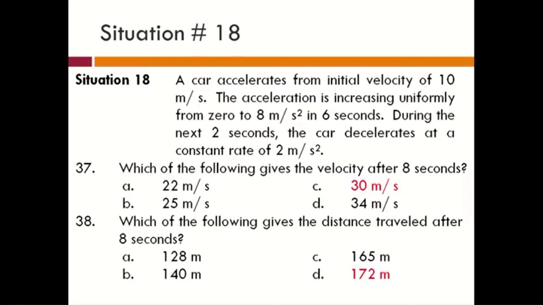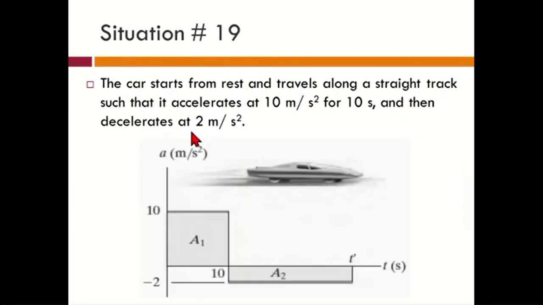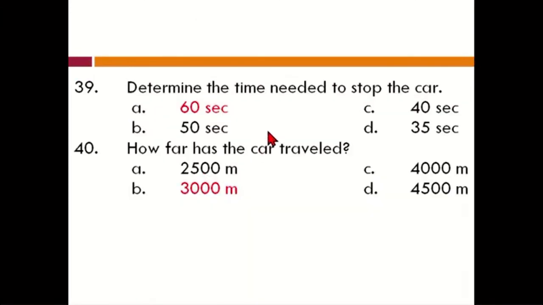Next number is situation number 19. I think kaya nyo na sagutan yan. Car starts from rest, travels along a straight track, accelerates 10 meters. Binigay yung acceleration time graph. All you have to do is to produce the velocity time graph and yung distance o displacement time graph, depende sa hinihingi ng problem. So, ayan. Time needed to stop the car and how far has the car traveled.